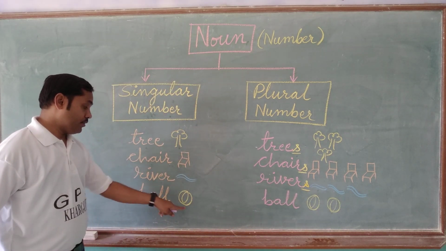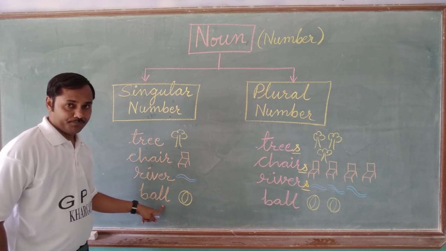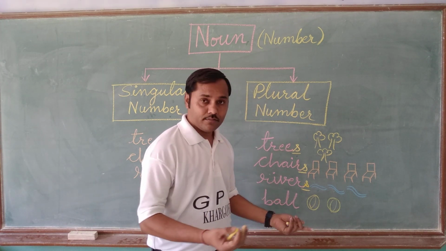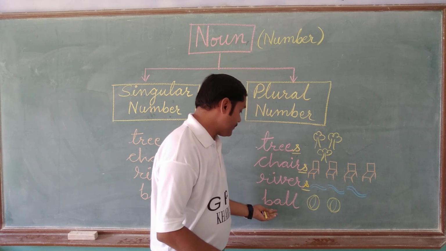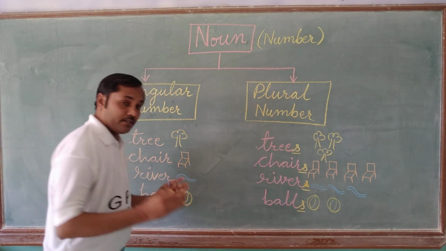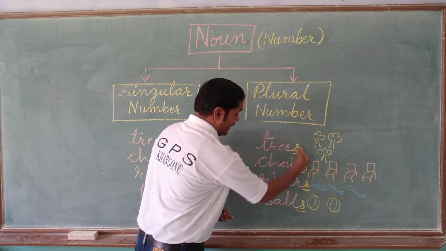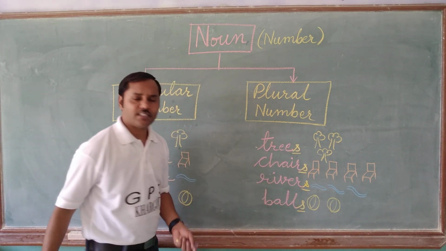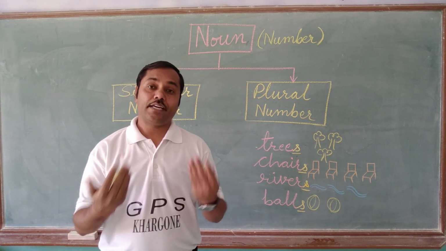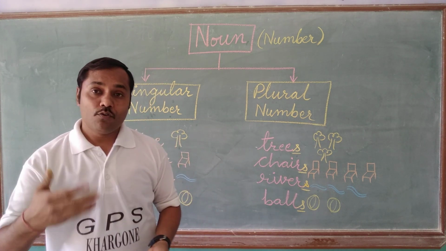Similarly, if I have only one ball, I will call it ball. But if I would like to talk about more than one, suppose 2 balls, I need to add s. Now these singular numbers can be converted into plurals by adding s at the end. This is the basic concept of singular noun and plural noun, or we can say singular number or plural number. Now let's move further.